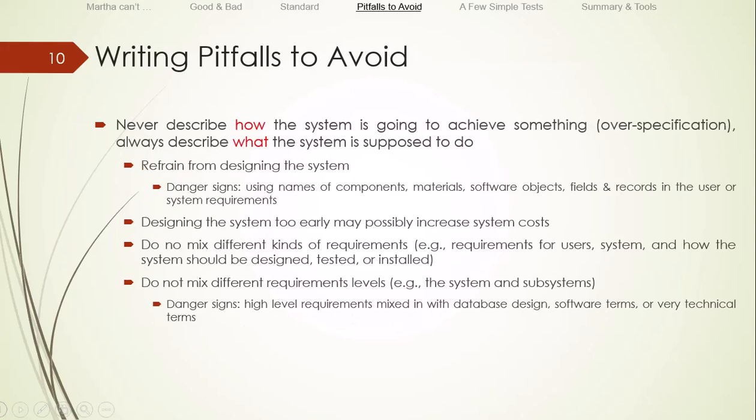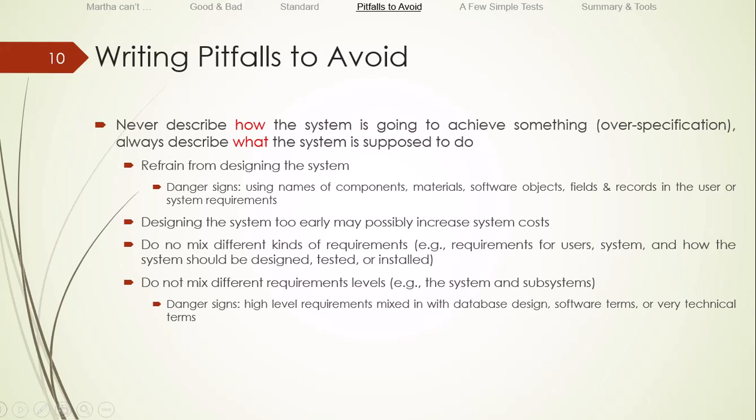Now come to writing pitfalls to avoid. Never describe how the system is going to achieve something. Always describe what the system is supposed to do. This means the specification document, or the requirements part of the software development life cycle, focuses on the what part of the system, not on how. The how part is for the designer, and the what part is for the requirements engineer or analyst.